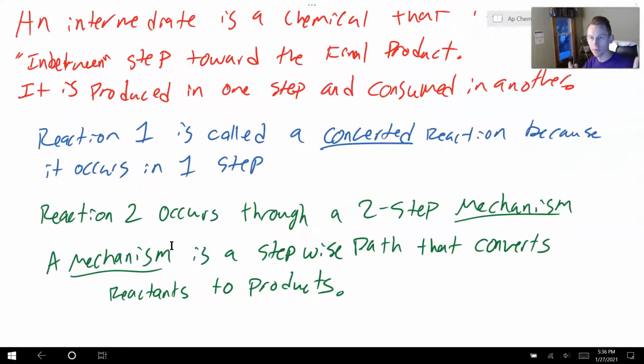And here's some more notes for you. Again, pause if needed, but like I said, reaction 1 is a concerted reaction because it occurs in one step. And then reaction 2 occurs in a two-step mechanism, and a mechanism is a stepwise path that converts reactants to products. We'll be studying this more in depth throughout the unit, but I want you to know what that term is now.